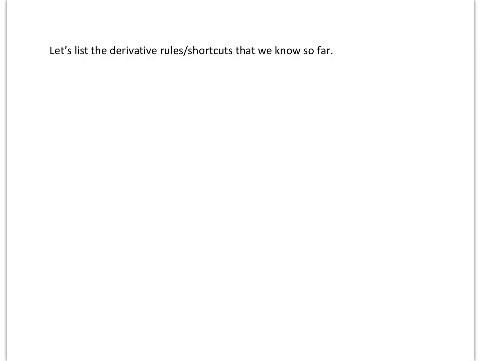Chapter 3 is all about learning derivative rules and shortcuts. And so we're just going to list the ones that we've learned so far. We learned the power rule in our previous lecture. And it said that the derivative of x to the n is nx to the n minus 1. And today we learned that the derivative rule for an exponential, a to the x, is a to the x times the ln of a.